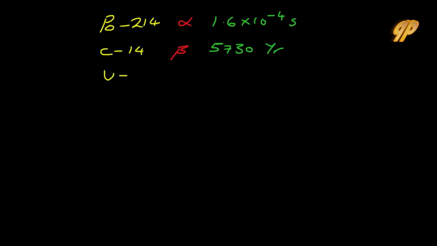Uranium-238 decays via an alpha decay. This takes 4,500 million years to decay by half. Its half-life is 4,500 million years.